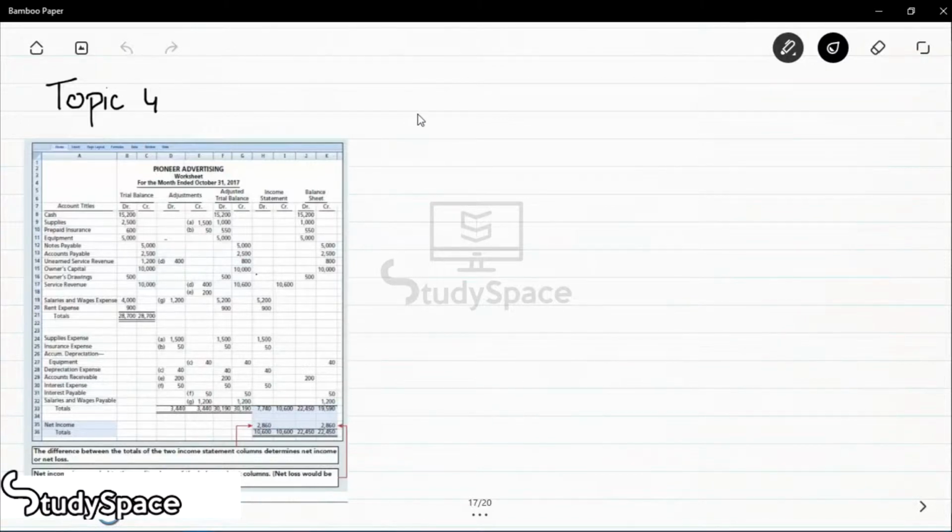Now in this topic we will be studying closing entries and the after products after we've created an income statement and balance sheet. So the first thing we're going to be covering is a worksheet.